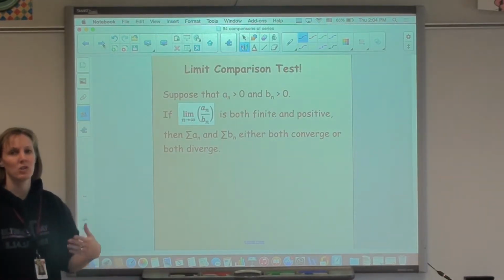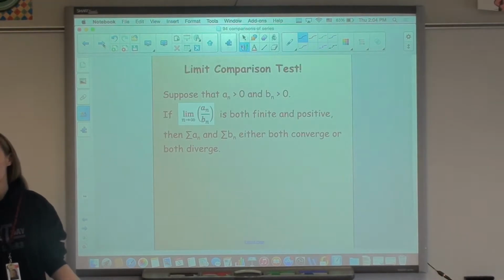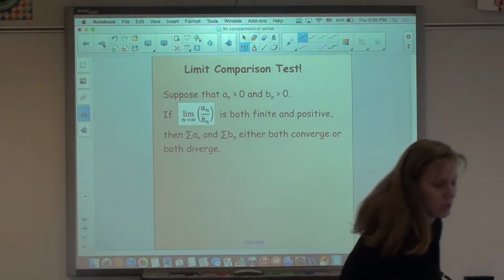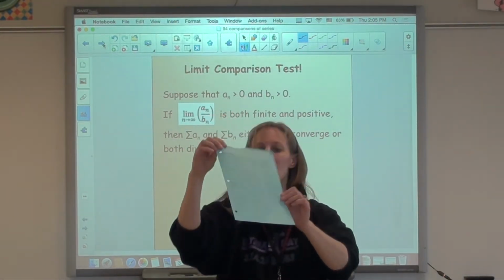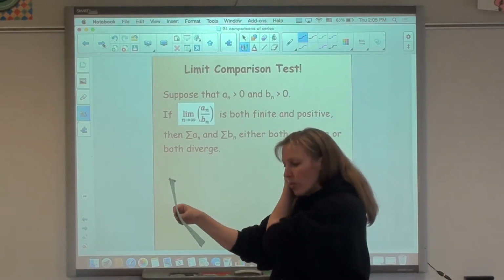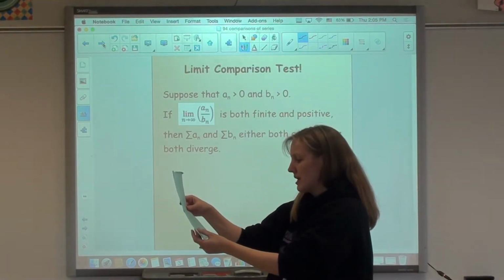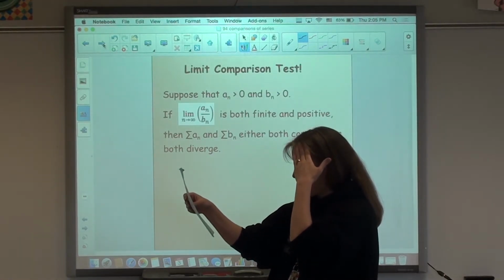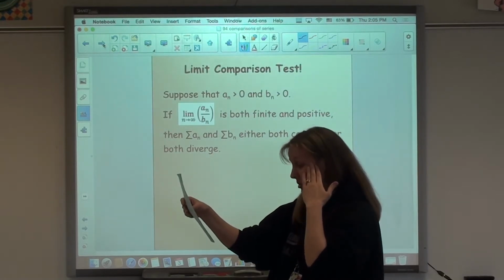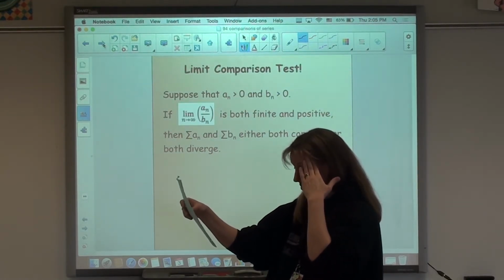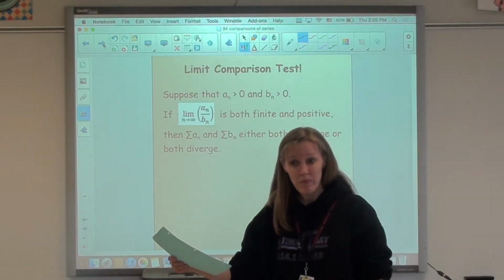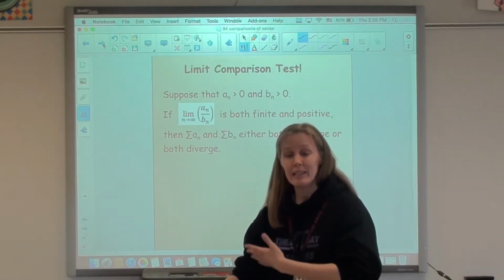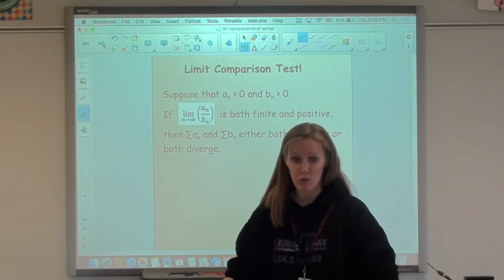You don't have to worry about which one's bigger, which one's smaller. You also don't have to worry about which one goes on top. That's one thing that bothered me about this sheet. I'm holding it up for the camera. When you look at this sheet, it makes you think: I have an a sub n and a b sub n, and if the limit of a sub n over b sub n equals L, which is greater than 0, then b sub n converges, and it gets very confusing. Don't get hung up in the a sub n, b sub n stuff. It doesn't matter which one's on top and which one's on the bottom.